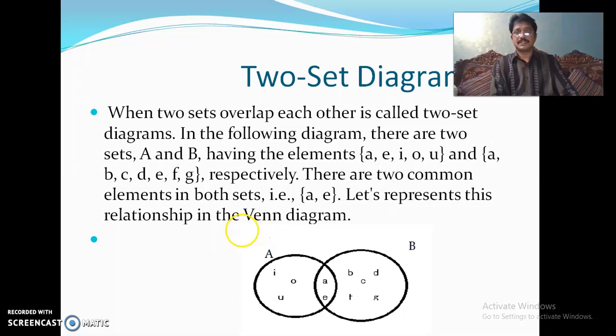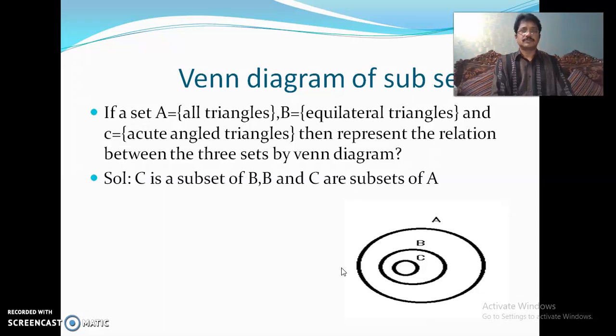Here, just observe. One set, set A, is the set of A, E, I, O, U, meaning the set of vowels in the alphabet, and another one is the set of A, B, C, D, E, F, G. So just observe the Venn diagram of subsets. If set A is the set of all triangles, B is the set of equilateral triangles. Now observe one example, a word problem.